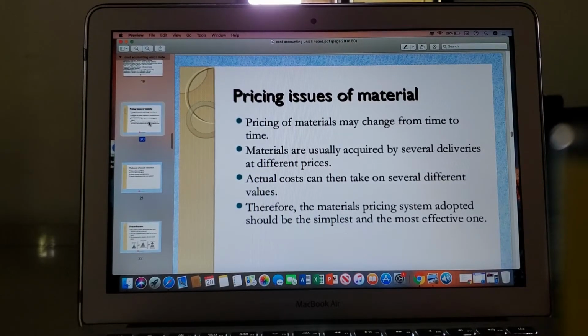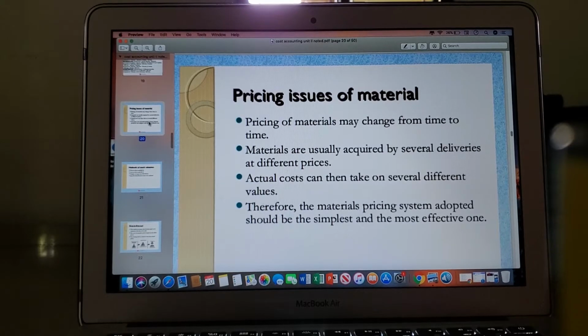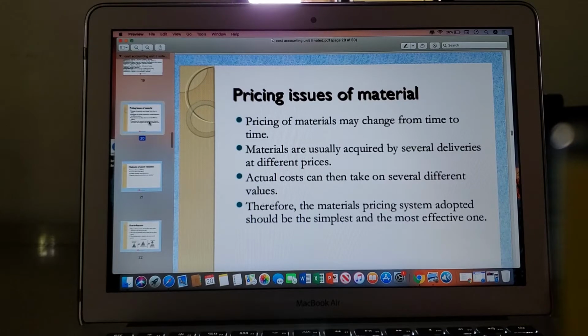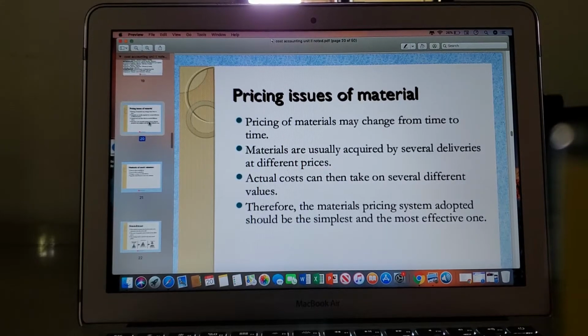Alright, now I am continuing Unit 2, part 3 of cost accounting notes. So I will start from where I left off.